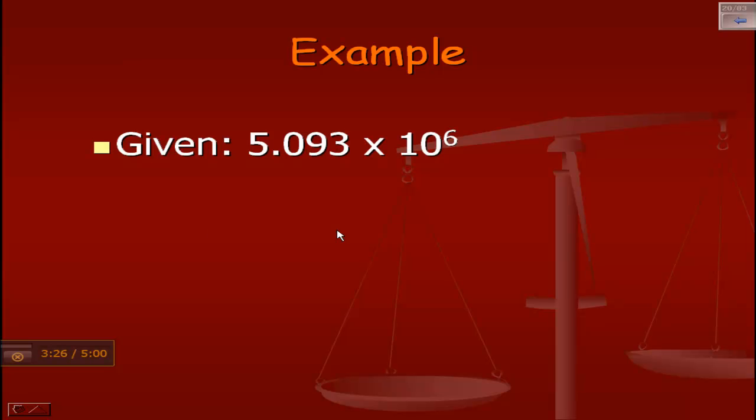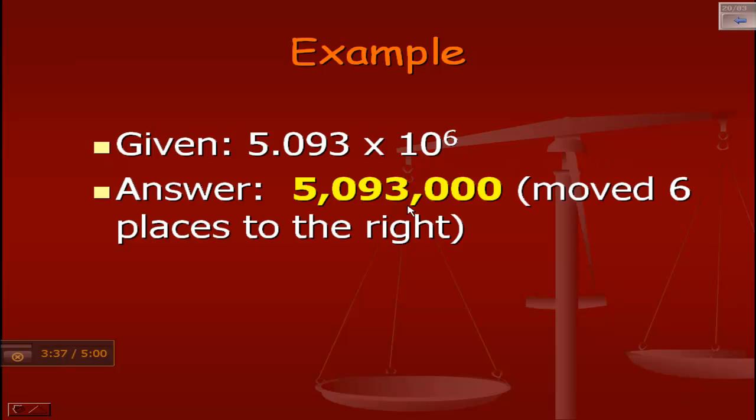So for example, if we have 5.093 times 10 to the 6, this is a positive exponent, which means we're going to move the decimal point to the right, so it'll be a big number. And then we'll need to add zeros to accommodate where we've left off. So 1, 2, 3, and then we need to add 3 zeros so that we will have moved 6 places.